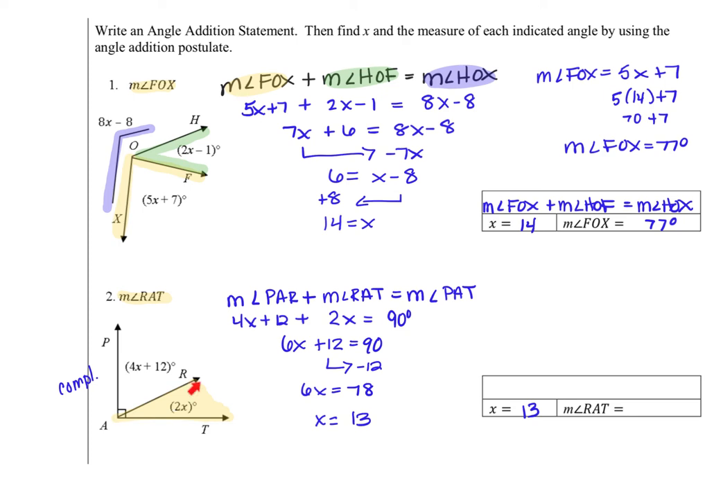So to find measurement of RAT, all I have to do is substitute my answer that I found for x into this expression. So that would be 2 times 13, which is 26. So measurement of angle RAT is 26 degrees, and don't forget that your angle addition statement gets written in this top box, which we already wrote here, so we can just write it again below.